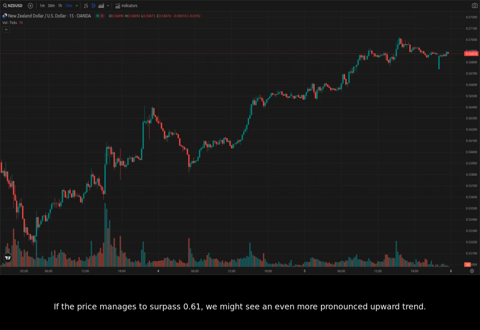If the price manages to surpass 0.61, we might see an even more pronounced upward trend. Conversely, if the price fails to hold above 0.60, the bullish trend could lose momentum. Short-term traders should monitor the 15-minute chart and react to fluctuations near the key support levels.